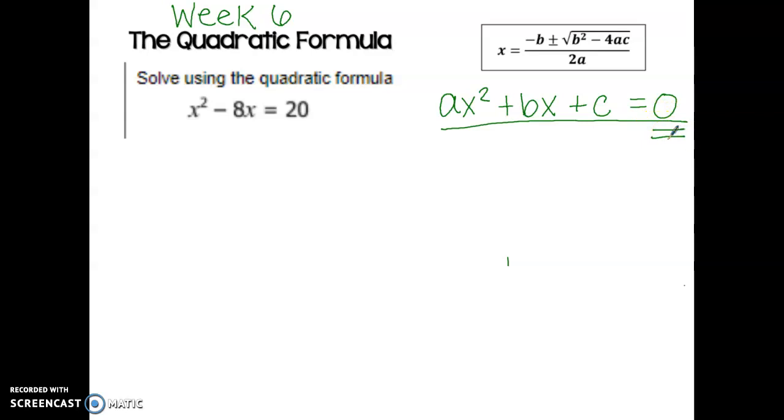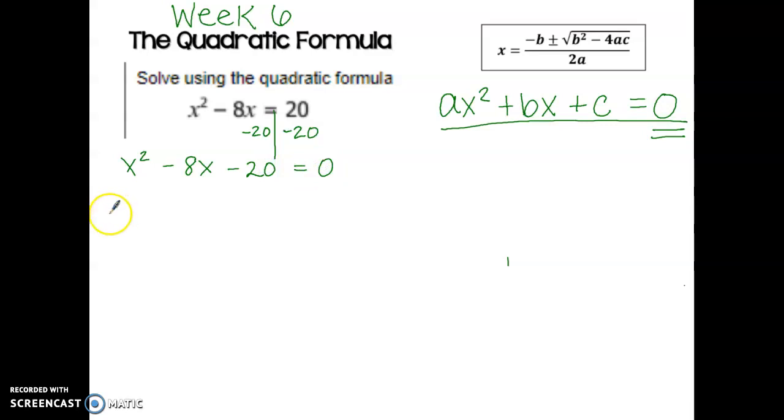So let's look at this first problem right here. The very first thing I want to do is make sure that everything is on one side, that all the terms, the A, the B, and the C term, are all to the left. So I'm going to subtract 20 from both sides so that that can happen. And so we have x squared minus 8x minus 20 equals 0. Now everything's on the left side.